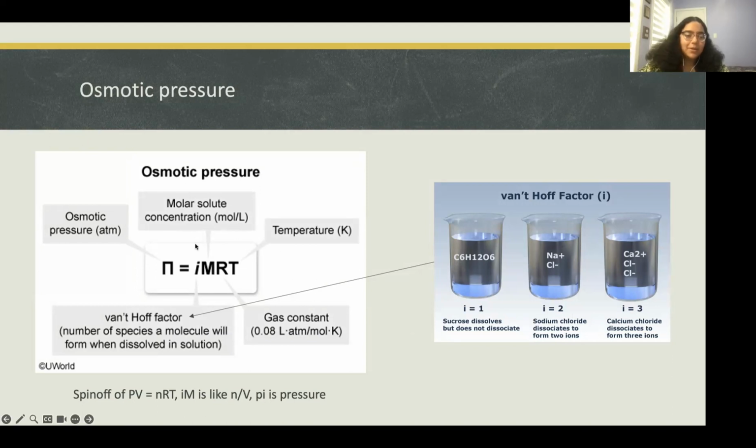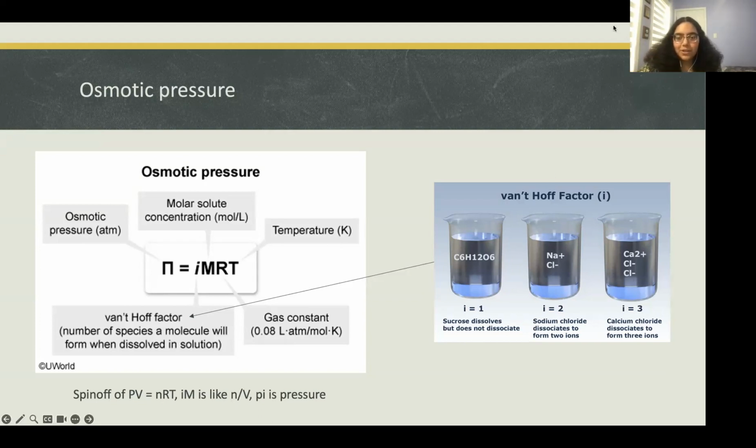And it's this equation here, which I like to think of as a spin-off of the ideal gas equation. But the equation as written is pi equals iMRT. Pi is the osmotic pressure you're solving for. And then i is the Van't Hoff factor, which you can actually solve for yourself. It's just like the number of species a molecule will form when dissolved.